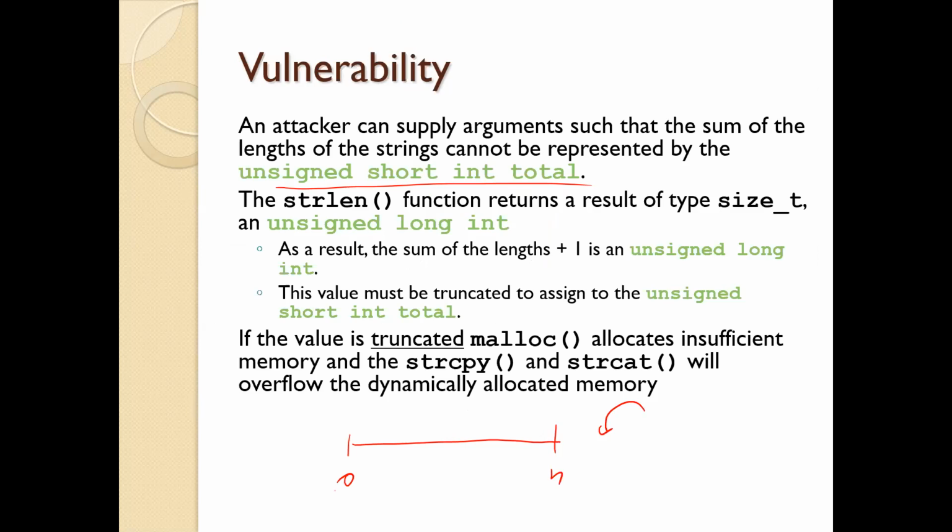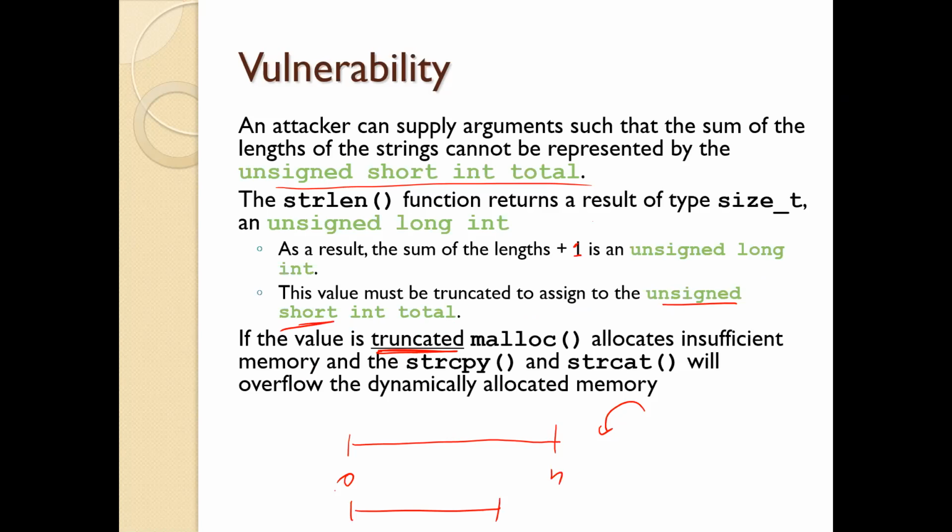The string length function returns a result of type size_t, an unsigned long int. As a result, the sum of the lengths plus 1 is an unsigned long int. This value must be truncated to assign it to an unsigned short int, and so it's just not going to fit. If the value is truncated, obviously you have a problem. Now you've allocated something smaller, so malloc allocates insufficient memory.